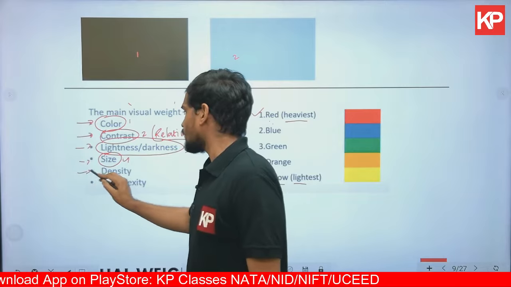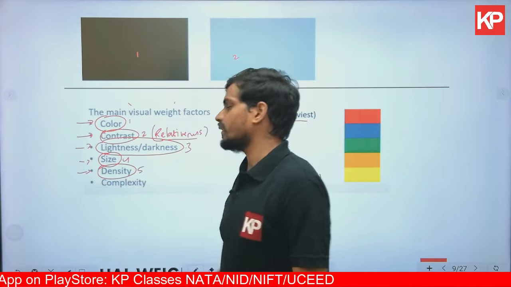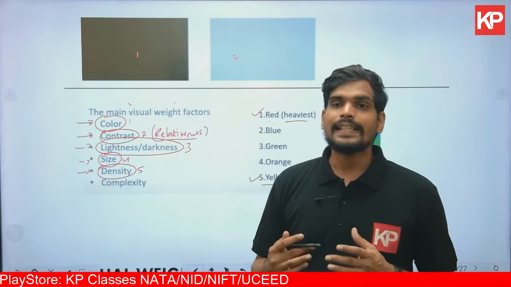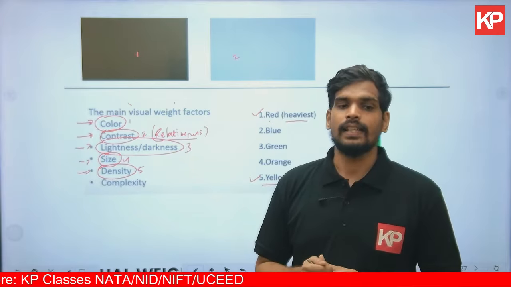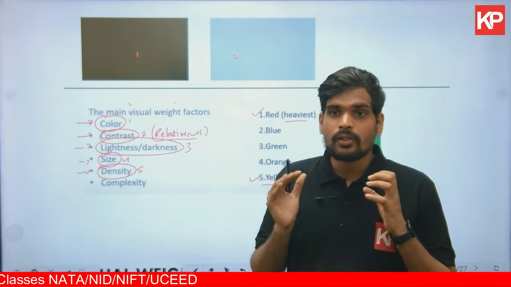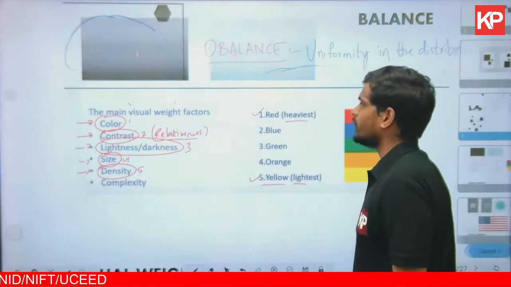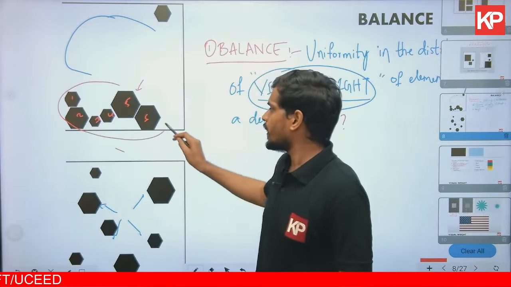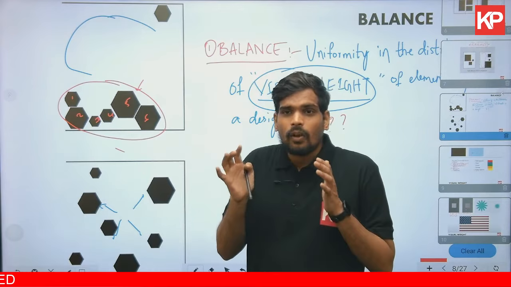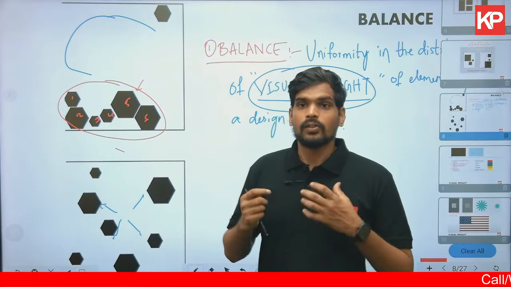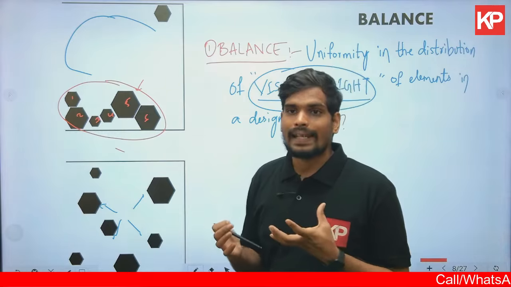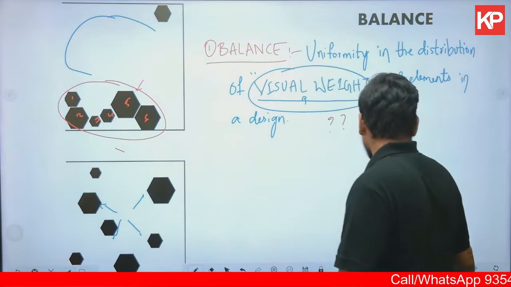Then you have the fifth factor affecting visual weight, that is density. Density is how closely you're packing things. If you're placing a lot of elements close to each other, that will also increase the weight. If you remember in the previous example, 6 hexagons are placed in one corner here. So there's a lot of weight concentrated over there. So density, how closely you're packing things, also affects the visual weight.